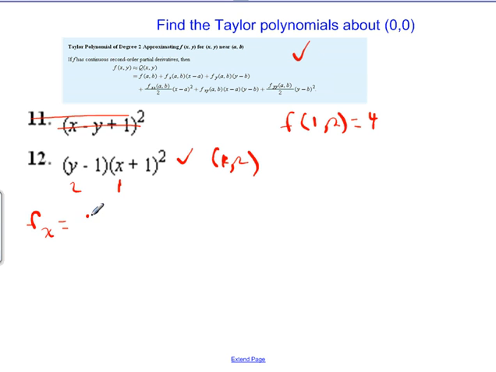So f partial x is 2 times y minus 1 times x plus 1. And evaluating it at that given point, we also get a value of 4. F partial y will be as follows, and this again equals 4.